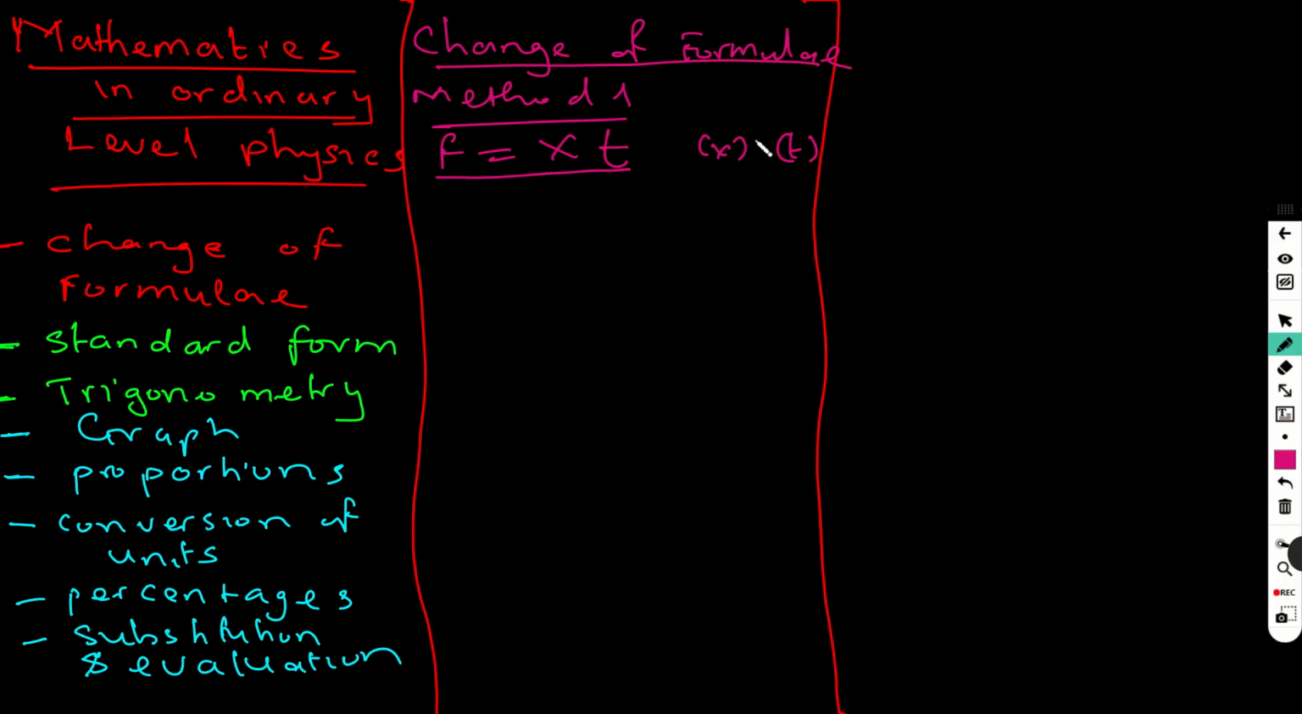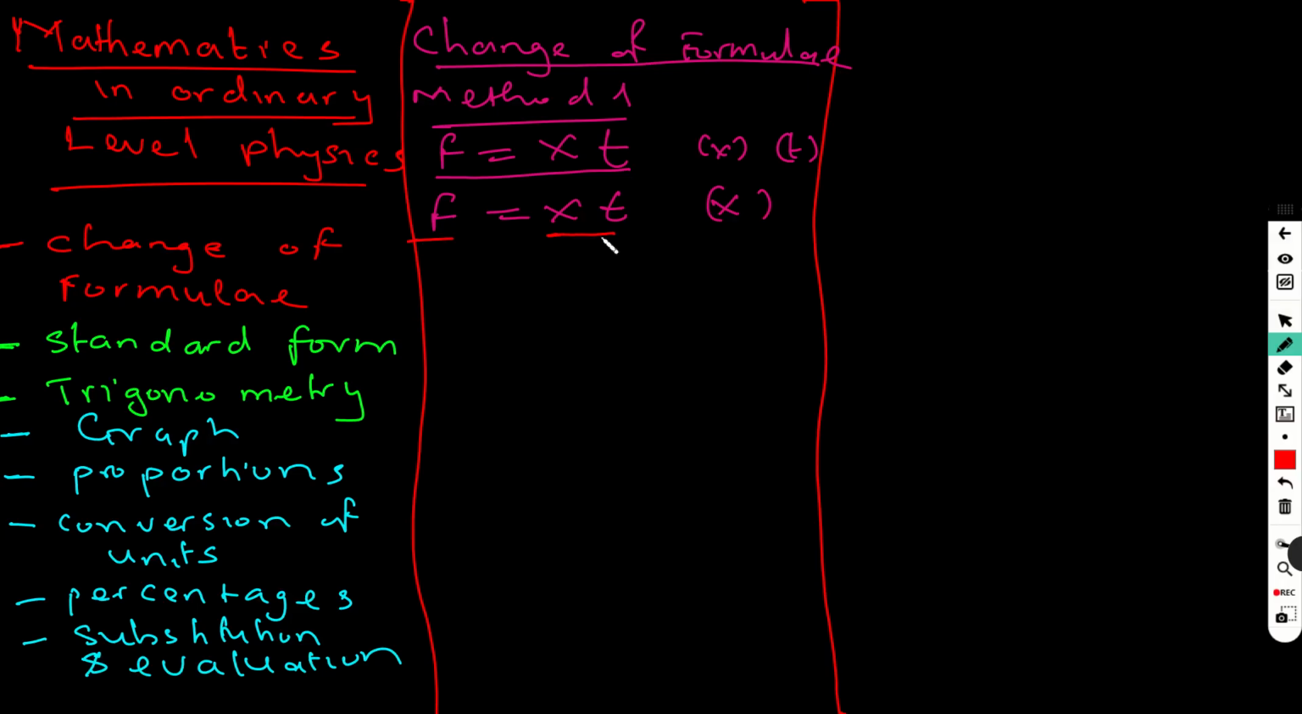So how do we go about it? The first method, what we do is, for example, let's make x the subject. So you put your f equals x times t. The first thing you do, you draw lines at the bottom. Let me change the color so you see better. You have to draw lines like this, division lines.